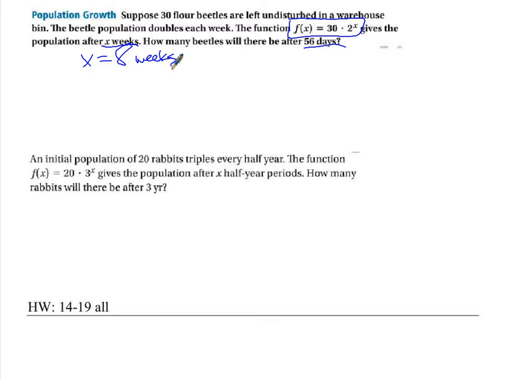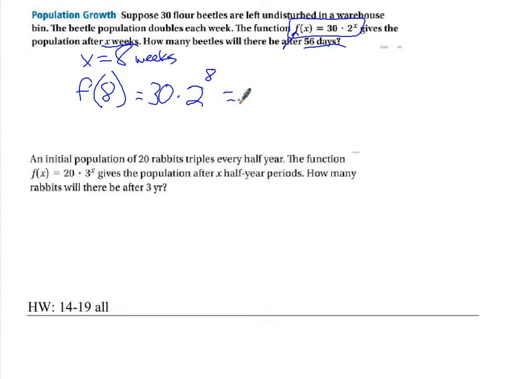Anyway, we want to find out how many beetles we're going to find when we go into that warehouse. So what do we do? Now we plug it in. And notice they gave me function notation right there. I'm plugging in 8 for x, which means I'm going to write f of 8. That's just like a name. Doesn't mean I do anything with it. I'm just writing f of 8. And then I find my answer. And then I write 30 times 2 to the 8th power.